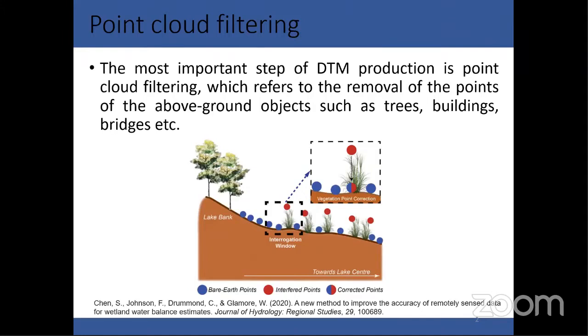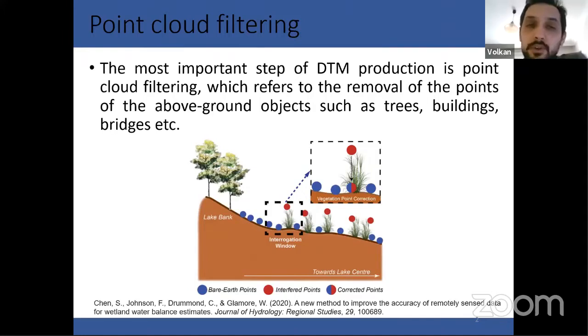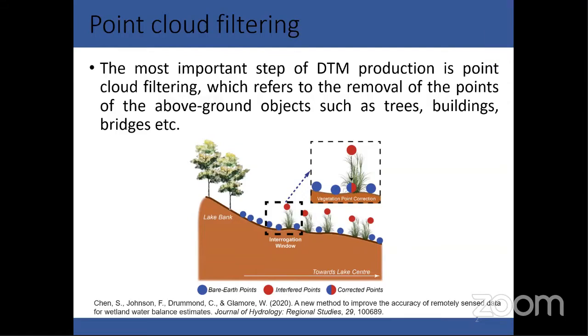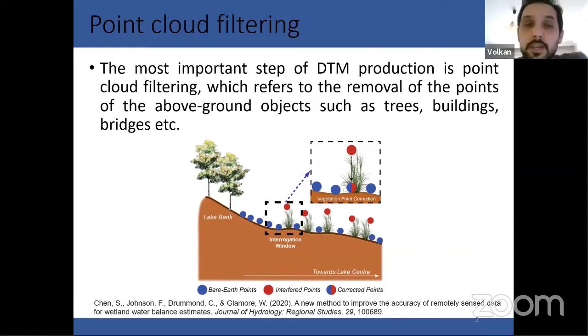So point cloud filtering refers to the removal of the points of the above ground objects, such as trees, buildings, etc., from the point cloud to obtain only the elevation information of the bare earth surface. So point cloud filtering is the first and most important step of DTM generation.